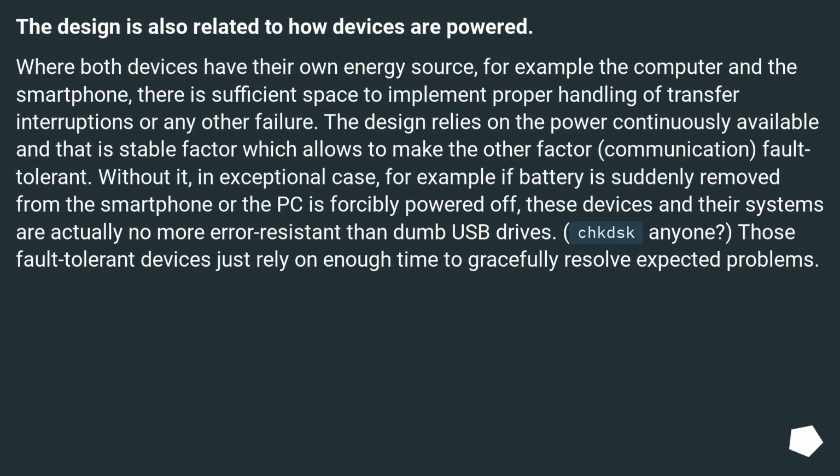The design is also related to how devices are powered. Where both devices have their own energy source, for example the computer and the smartphone, there is sufficient space to implement proper handling of transfer interruptions or any other failure. The design relies on the power being continuously available, and that is a stable factor which allows the other factor, communication, to be made fault tolerant. Without it, in an exceptional case, for example if the battery is suddenly removed from the smartphone or the PC is forcibly powered off, these devices and their systems are actually no more error-resistant than dumb USB drives. CHKDSK anyone? Those fault-tolerant devices just rely on enough time to gracefully resolve expected problems.